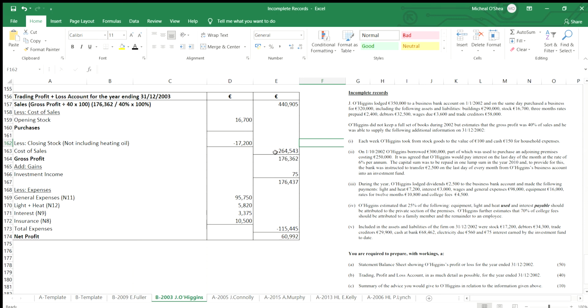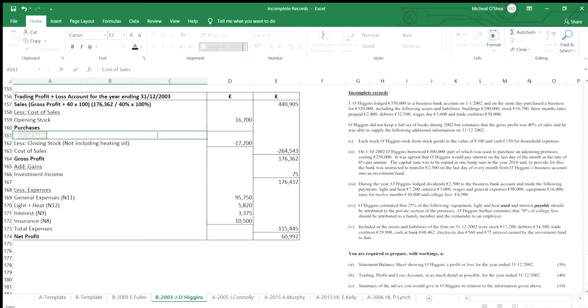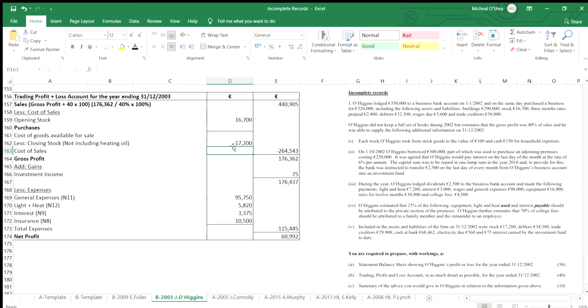If I work my way back up again here, I know that I took away closing stock from my cost of goods available for sale. So this should be my cost of goods available for sale figure. So I took away closing stock from this, and it would have gotten me 264,543. Let's ignore the fact that it's a minus figure. That's how much the cost of sales would have been.